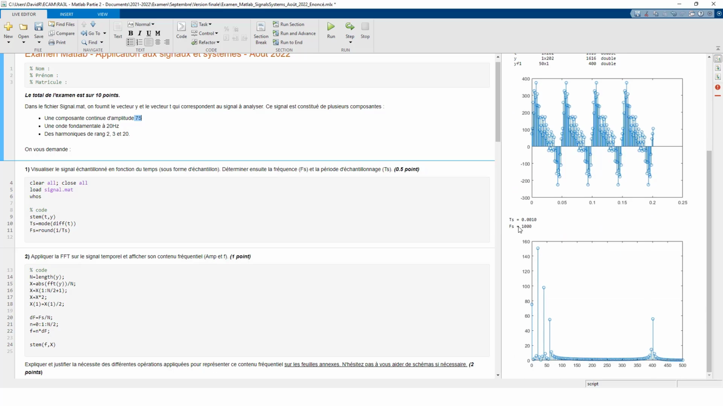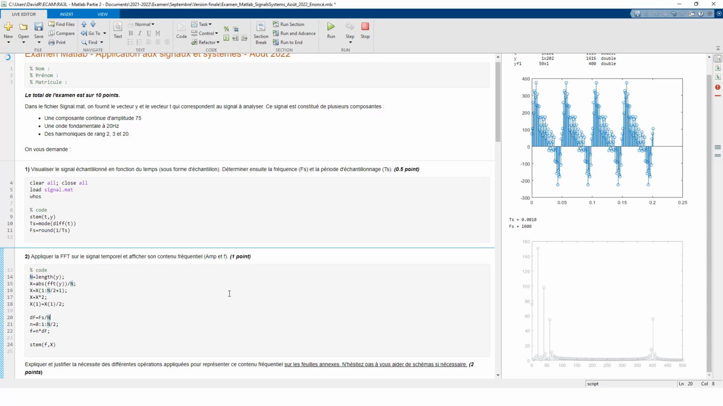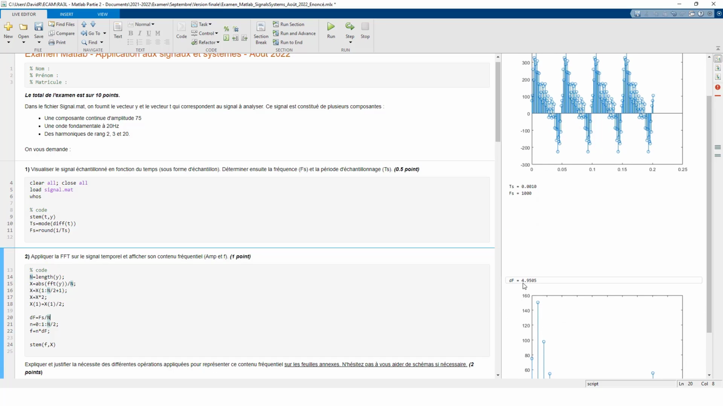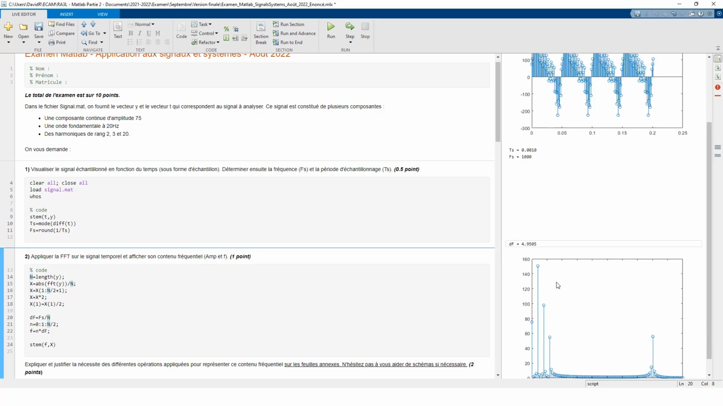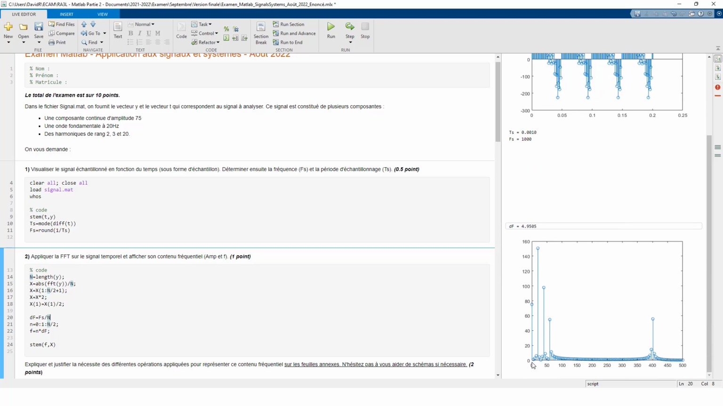On nous annonce une onde fondamentale à 20 Hz. On va regarder quelle est la valeur de notre résolution fréquentielle. Vous voyez ici qu'on a une résolution fréquentielle de 4,95, donc en fait là, 1, 2, 3, 4, 5e raie qu'on a là, qui devrait probablement être notre fondamentale, elle n'est pas exactement à 20 Hz, elle va être à 5 fois 4,95. Non, pardon, 4 fois 4,95 puisque la première raie est à 0. Donc on est un tout petit peu en dessous des 20 Hz qui étaient prévus.